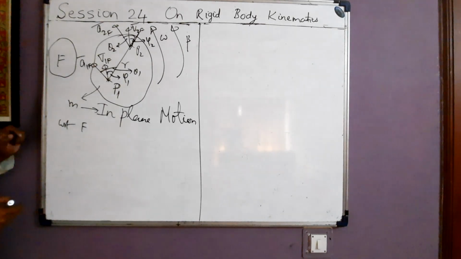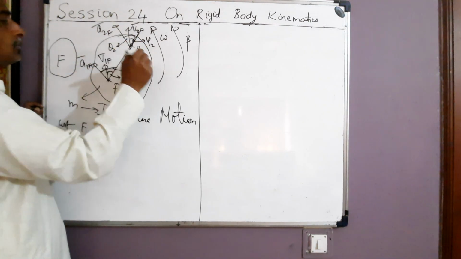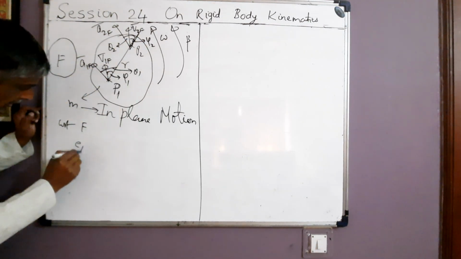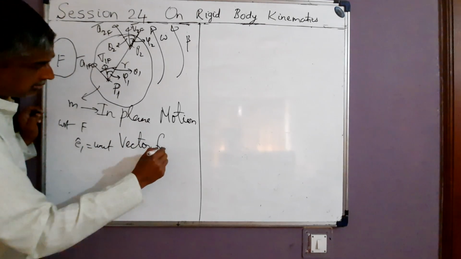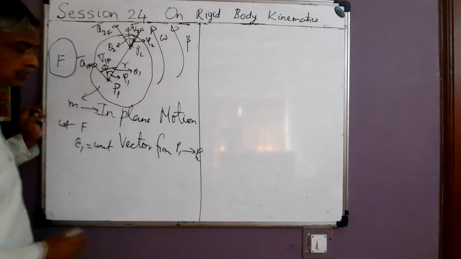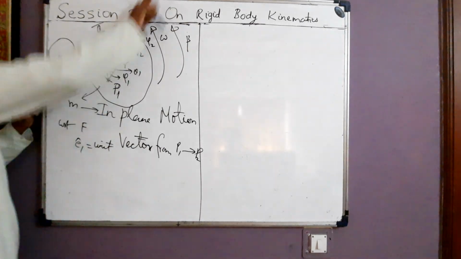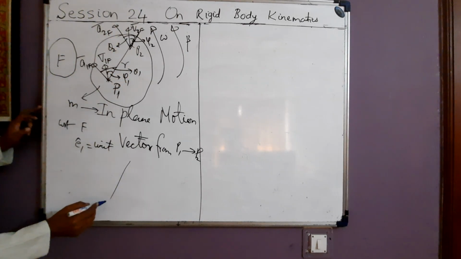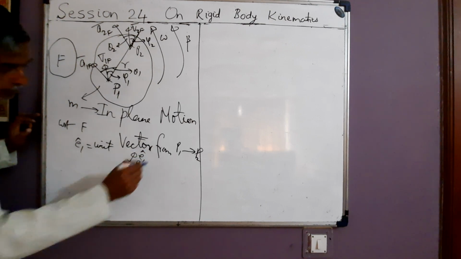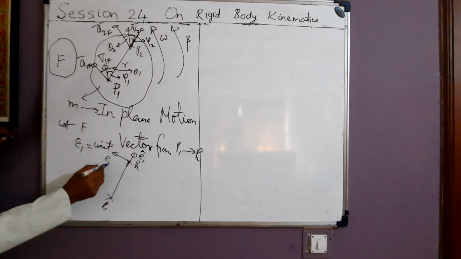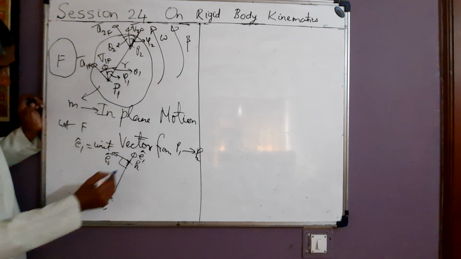Now suppose the unit vector from P1 to P2 is E1 hat. I just show the diagram here like this. This is P1, this is P2. This is the unit vector E1 hat from P1 to P2, and this is the unit vector E2 hat corresponding to the sense of beta, at right angles to line P1 P2.